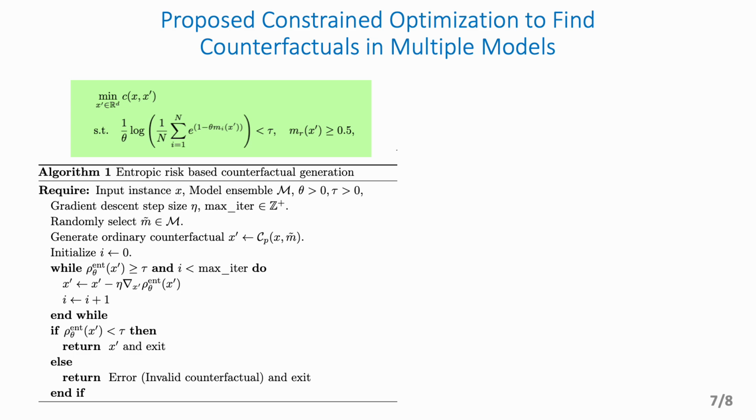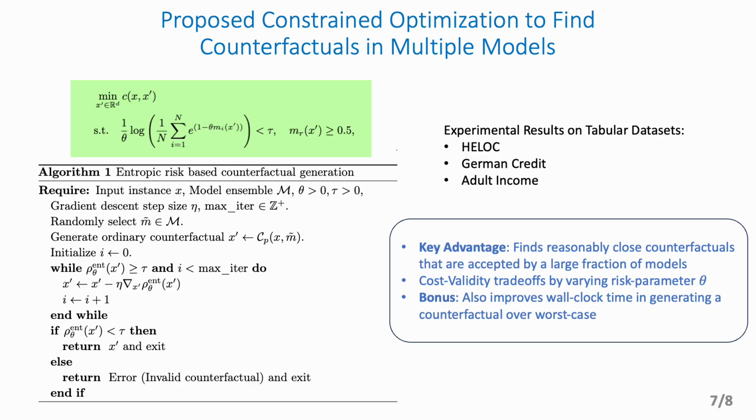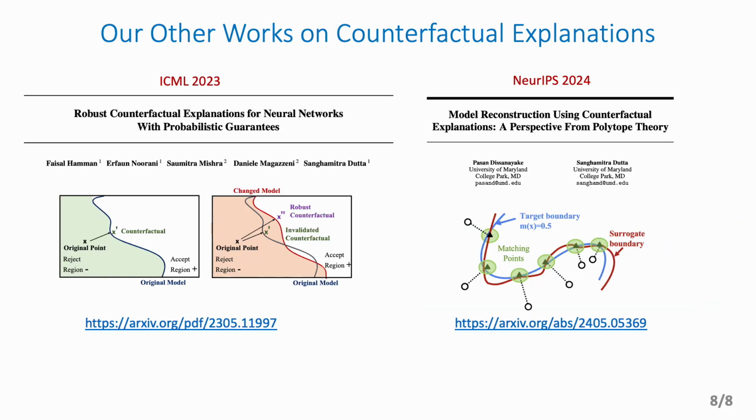We include experimental results on several tabular datasets to show how our approach works in practice. The key advantage of our strategy over worst case is that it is able to find reasonably close counterfactuals that are accepted by a very large fraction of models. And as a bonus, we also get significant savings in wall clock time, since we are no longer trying to find a counterfactual that is accepted by all models, but instead it's accepted by a large fraction of models.